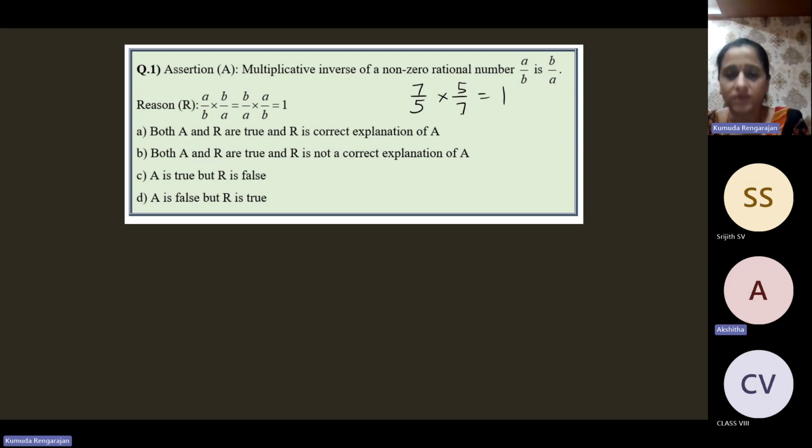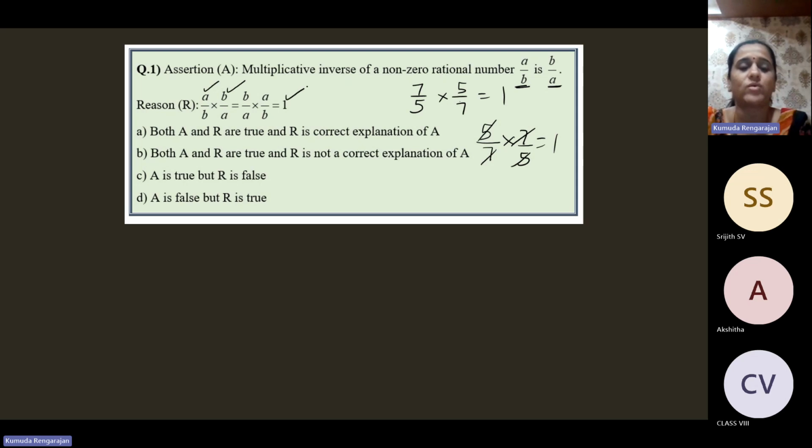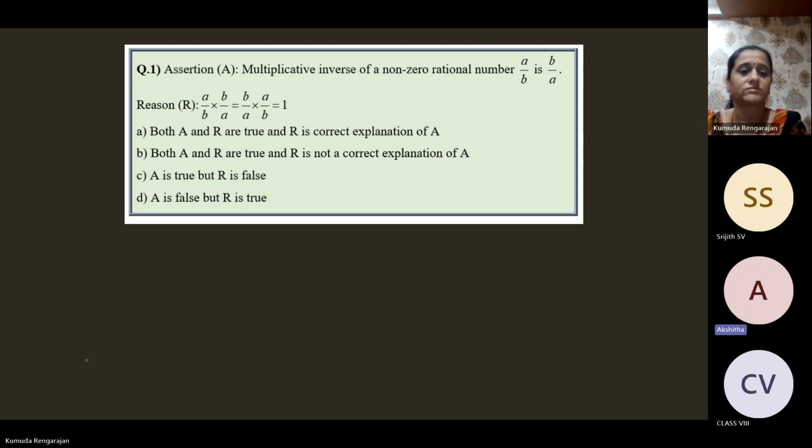Okay, ma'am. Now I understand. The other way around also. This is the multiplicative inverse, this is the rational number. That product is also 1. See here, A by B is a rational number, B by A is the multiplicative inverse, and rational number into multiplicative inverse is 1, is what is given here. So the correct option is A. Both A and R are true, and R is the correct explanation for A.